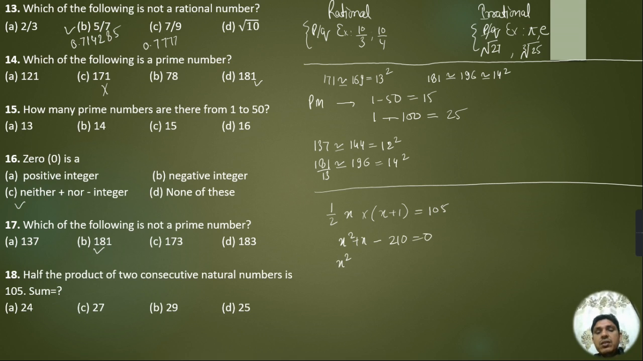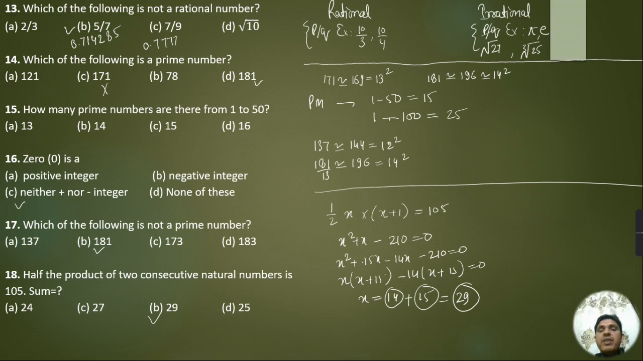Thereafter we can find the two factors of this. So this will be x square plus 15x minus 14x minus 210 is equal to 0. If we take x common, this will be x plus 15, and if we take minus 14 common here, this will be again x plus 15. That means the positive value for x will be 14. One number is 14 and the consecutive number is 15. We have to find the sum of these two numbers. So the answer of this question will be 29.